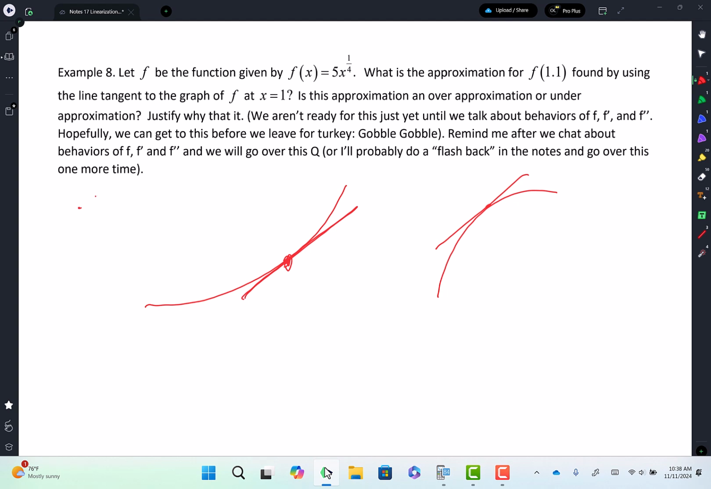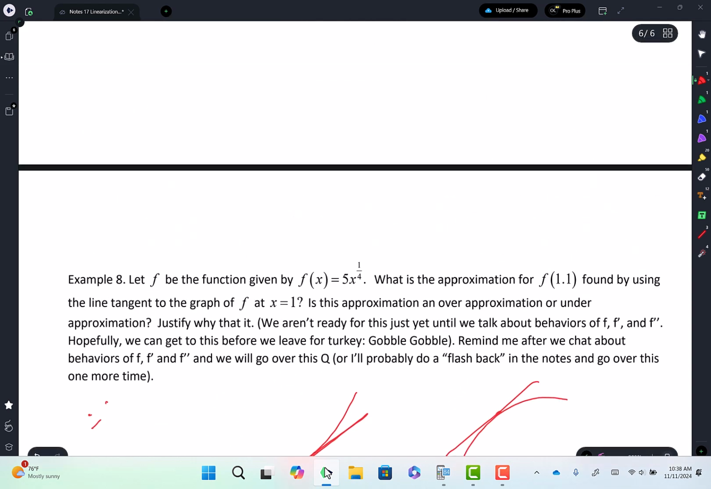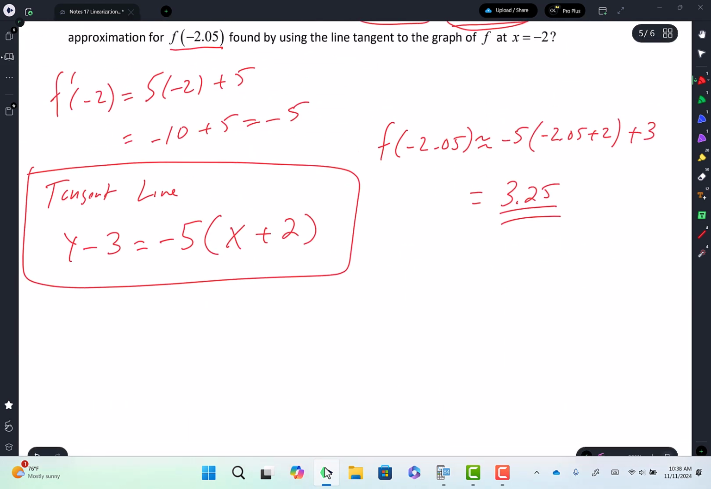We're not there yet. We will talk about how we find concave up, concave down, hopefully before Gobble Gobble. And that's it, guys. Just take care of the delta, and we're done. Gobble, gobble, gobble. Take care of business.